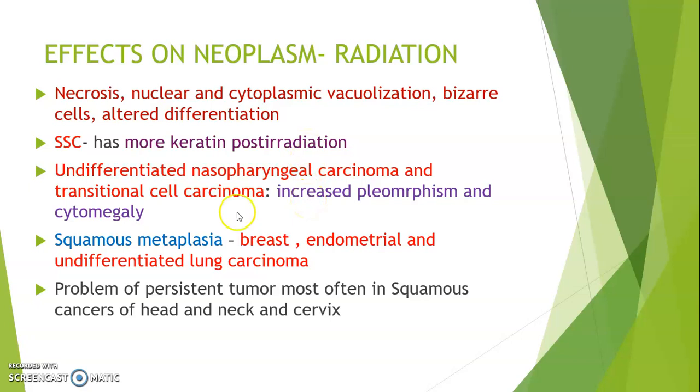There is increased pleomorphism and cytomegaly in undifferentiated nasopharyngeal carcinoma and transitional cell carcinomas. Breast carcinoma, endometrial carcinoma and undifferentiated lung carcinoma show squamous metaplasia after radiation. The squamous cell carcinomas of head and neck and cervix are persistent tumors. They persist after radiation for a longer period.